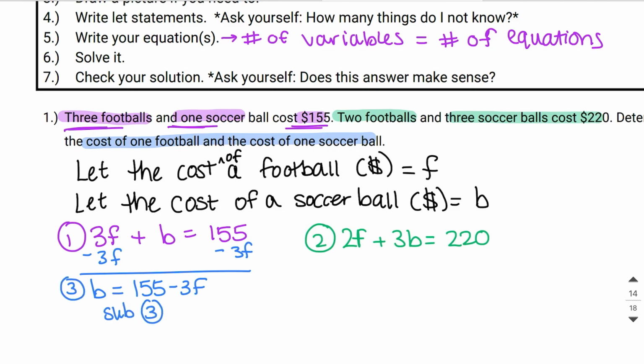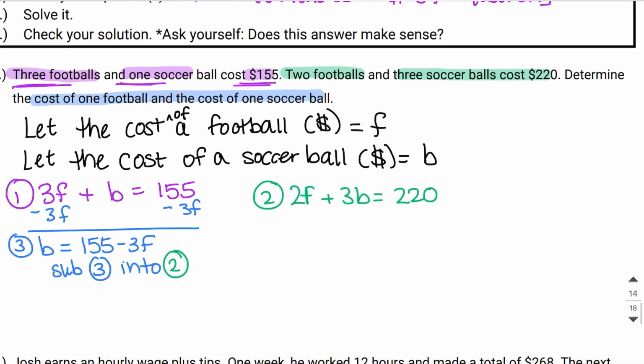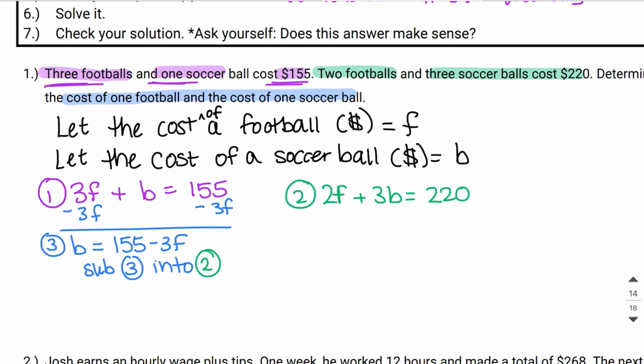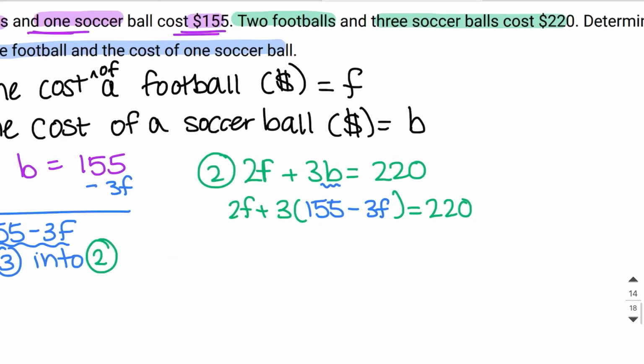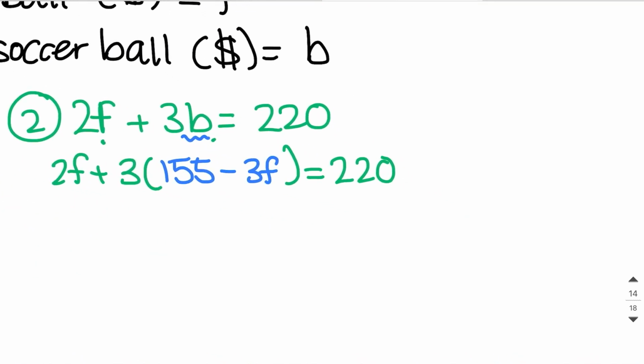Now I'm going to sub equation 3 into equation number 2. So every time I see a b, I'm going to replace it with 155 minus 3f. Let's see what this looks like. And remember, the goal here is to go from having 2 variables, f and b, to only having 1, which is f. Now we can solve this equation. So let's go ahead and solve it.